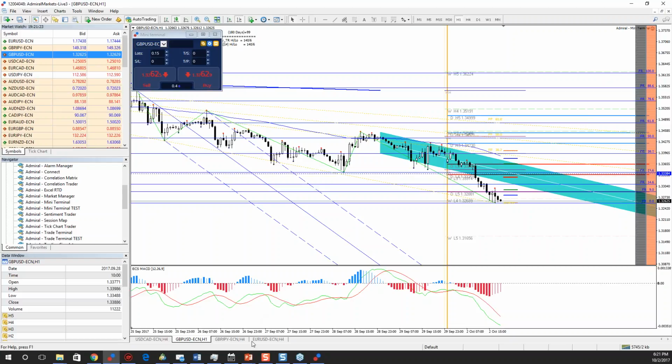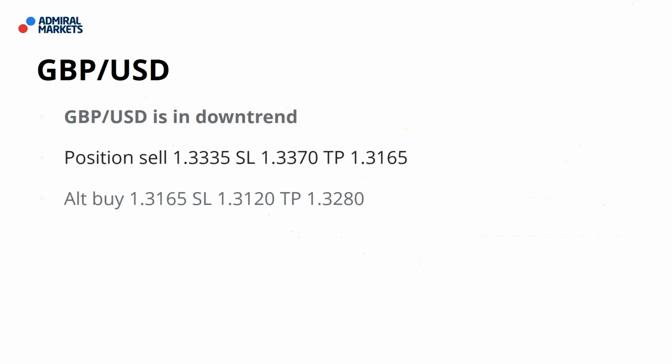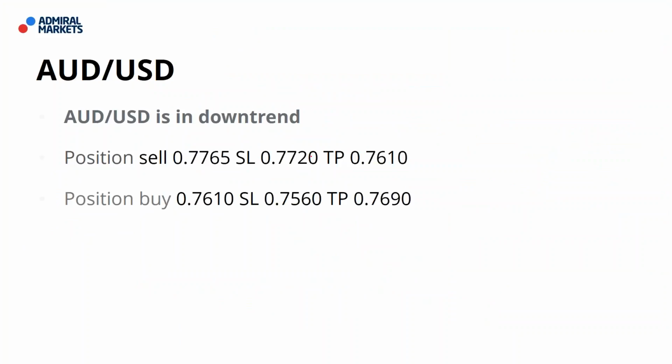Australian dollar, downtrend. 77.65 sell. Stop is 77.20. TP 76.10. Possible buy 76.10. Stop loss 75.60. TP 76.90.